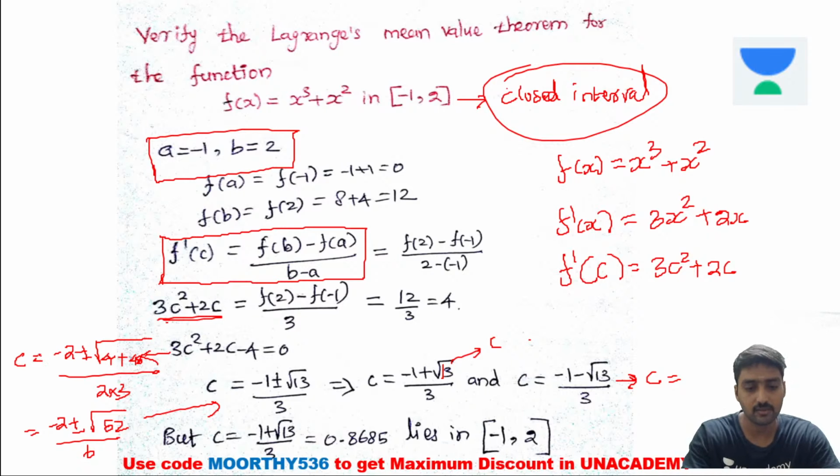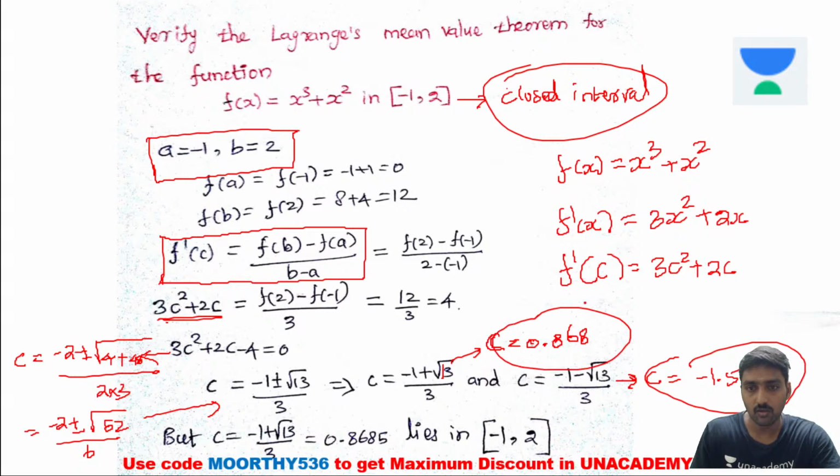Listen, this value of C I am giving: C is equal to 0.868. Now the second one, C equal to minus root 13 minus 1 divided by 3, is equal to minus 1.535. And if you compare these two values, the limit must be minus 1 to 2.